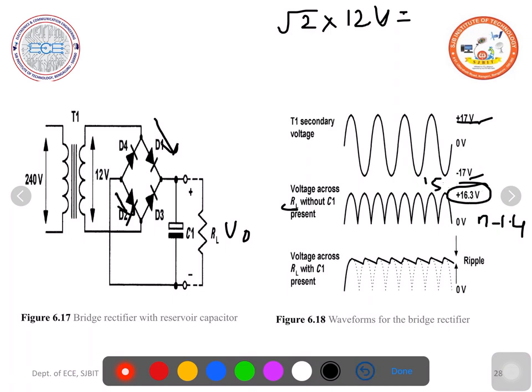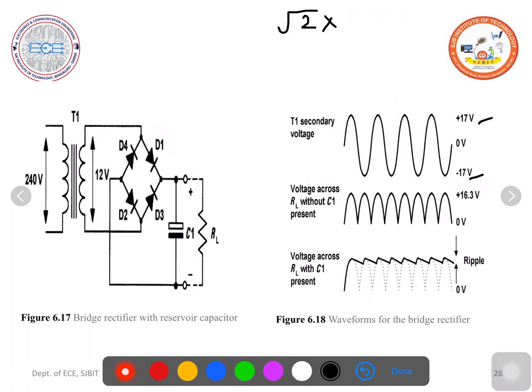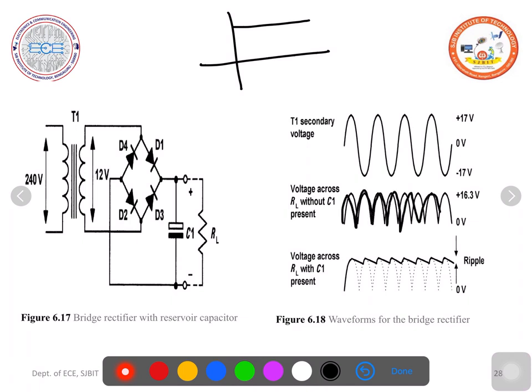Then we don't want this pulsated DC, we want to smooth this. We want to remove the ripple which is present in the output of the rectifier. And actually the perfect DC looks like this. But here this is unidirectional, that's it. So to remove the unwanted AC component in the DC output of the rectifier, we use a reservoir capacitor C1.